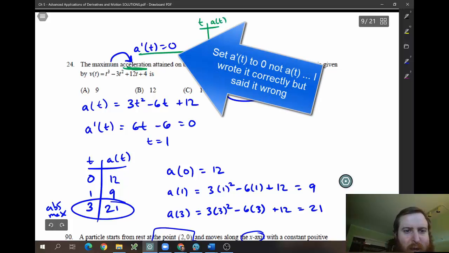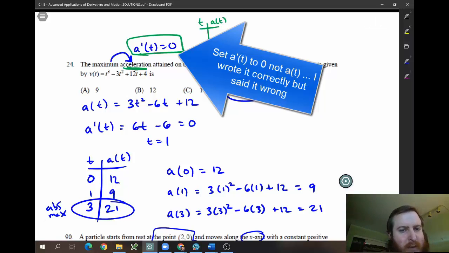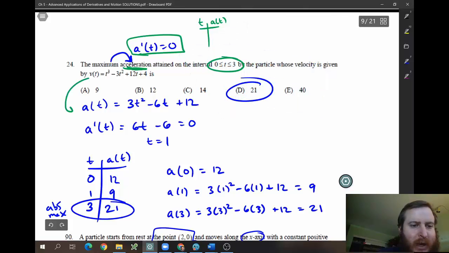And that means we need to set a of t to 0. They gave us v of t, so they were tricky. They gave us v of t, but we're looking for stuff about a of t, because we want max acceleration. From v of t to a of t, we take the derivative of v. So we get 3t squared minus 6t plus 12. Now, we're not going to set this equal to 0. A lot of students want to set this one equal to 0.